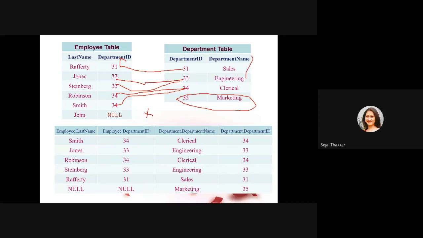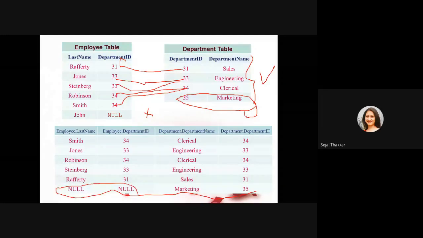But as per the norms of right outer join, all the values of the right side table will come as the output. If the matching value is found, you have to write down that value. If a matching value is not found, in that case, you have to write down null. So here in 35 and marketing, no match found, so you have to write down null. So all the values 31, 33, 34 and 35, all the values of the right side table will come as the output in right outer join.